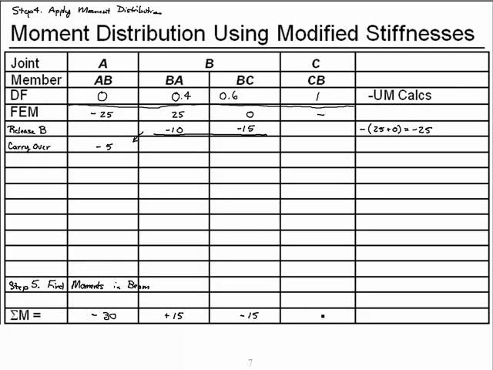And remember, at node C, we had no fixed end moment because of the modified stiffness we were using and the fact that there's no load applied in member BC. And because of the modified stiffness, the pinned end at C, we never carry over moment into this node. So this one is 0. Now at node B, this summation should equal 0, and it does. So that's a good intermediate check.